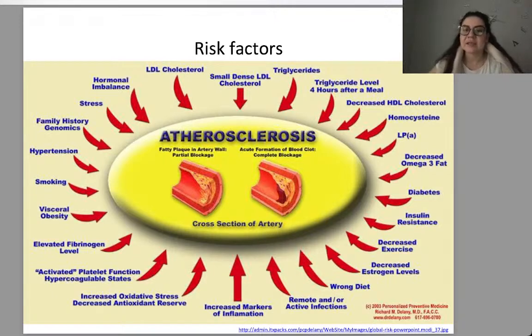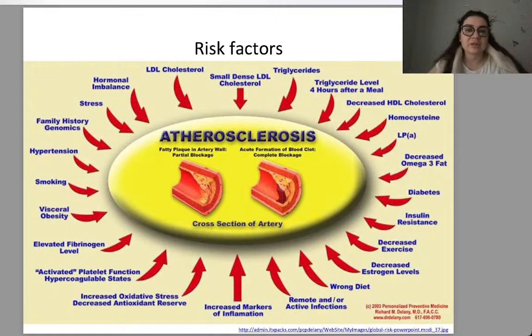It is lifestyle habits like decreased exercise, decreased estrogen levels, especially in women in postmenopause. It is abnormal diet, remote or active infections in patients, increased markers of inflammation, for example, in infections or in systemic inflammatory disorders, increased oxidative stress and decreased antioxidant reserve, activated platelet function and hypercoagulable states. It can be elevated fibrinogen levels that lead to hypercoagulation too.